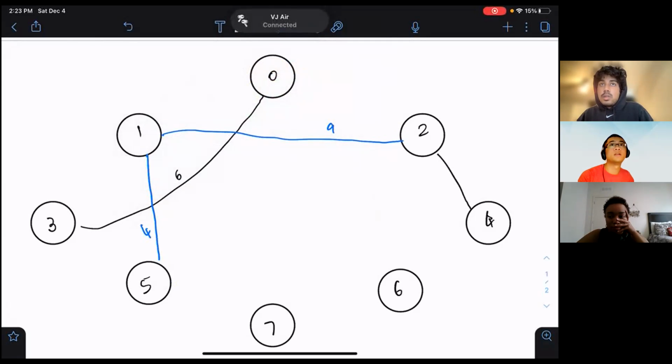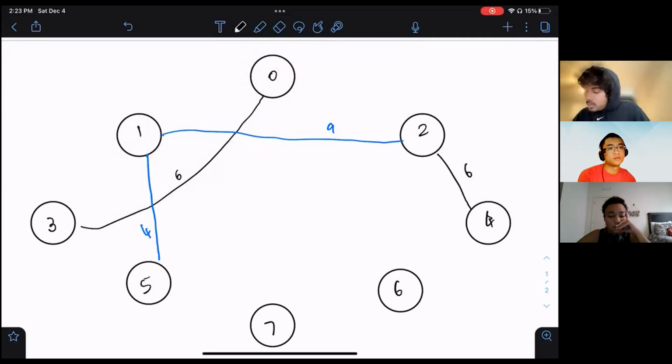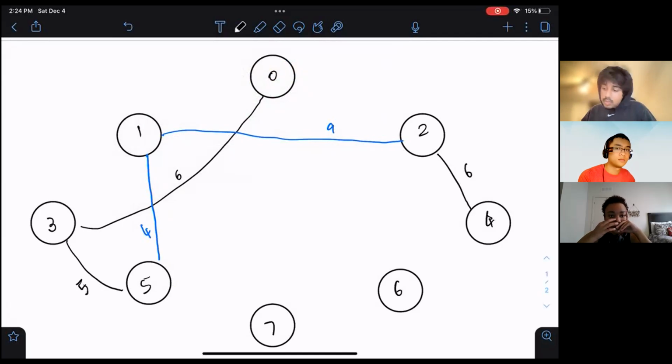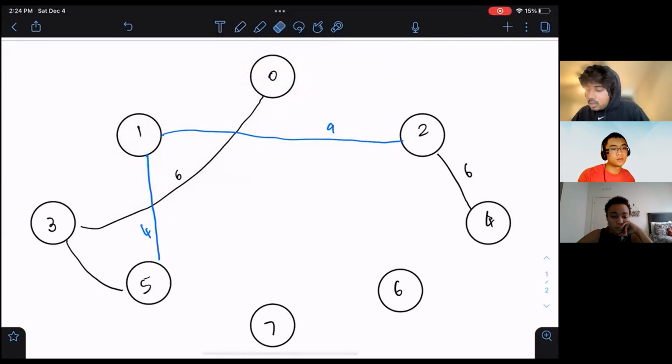That's just 6. Okay. So 3 goes to 0, we already have that. Then 3 goes to 5. And 3 to 5 is what? It's 5. Okay, one second. Oh yeah, can you write the 5 vertically? What do you mean? Oh, I see what you're saying. Yeah. Thanks.